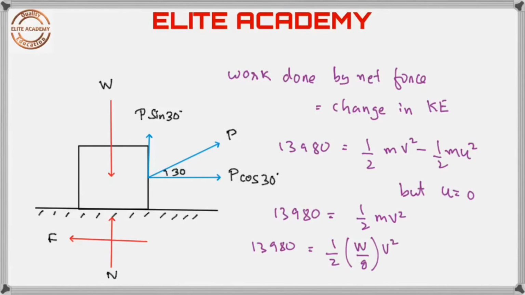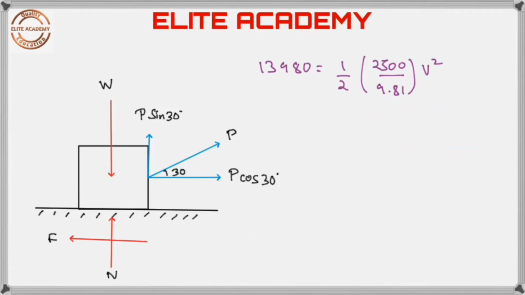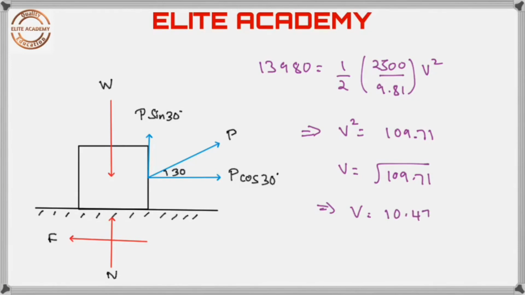Here weight is 2500. Therefore 13,980 is equal to half into 2500 by 9.81 into v square. If we calculate, we get v square is equal to 109.71. So v is equal to root 109.71. We get final velocity v is equal to 10.47 meter per second.